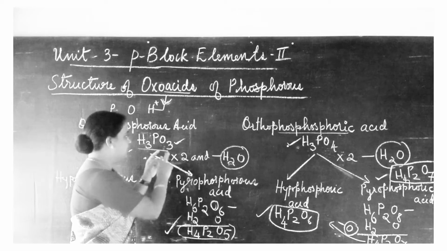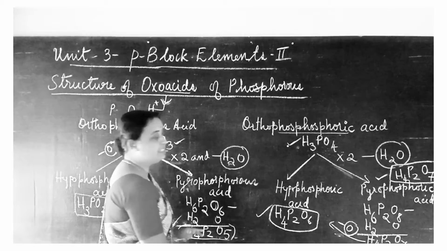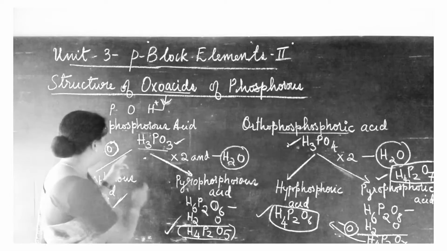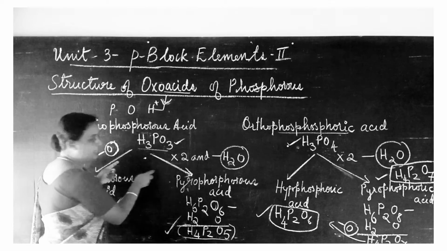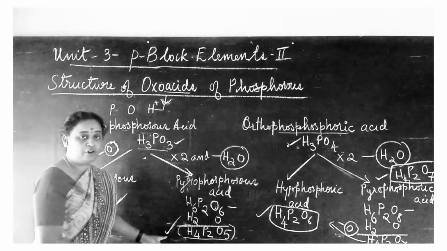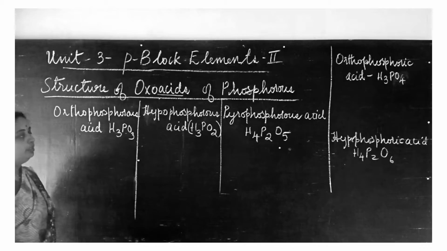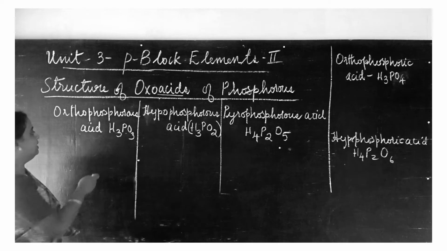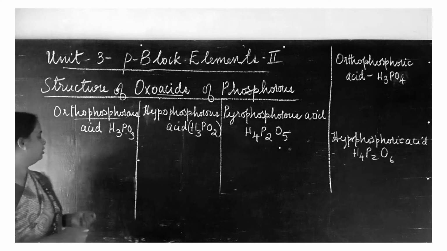Once you study these 2 basic formulas, then the other 4 formulas can be written easily from these. I have explained the different methods or techniques to deduce the formulas. Fine. Next we will see the structures of these oxoacids of phosphorus. Now I have written the oxoacids of phosphorus. Let us see how to draw the structure for all of them.